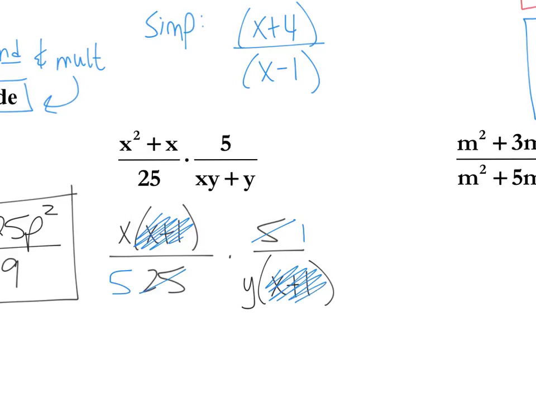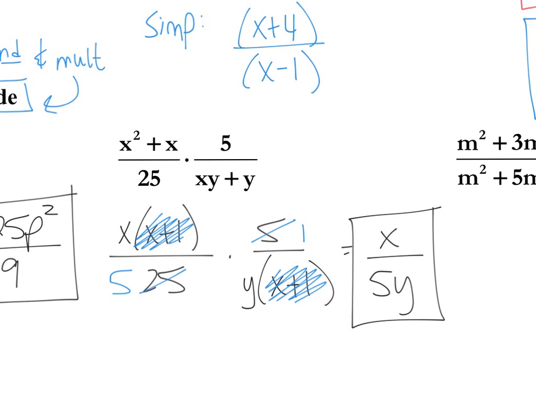Okay, so now multiplying straight across the top, I just have x times 1, which is just x. And multiplying across the bottom, I have 5 and y. That's just 5y. Quick check one more time to make sure nothing reduces, and it doesn't, so we're finished with that one. We're going to move on to this one.